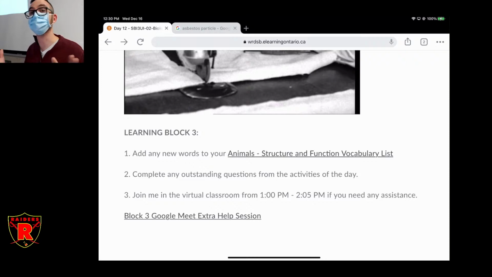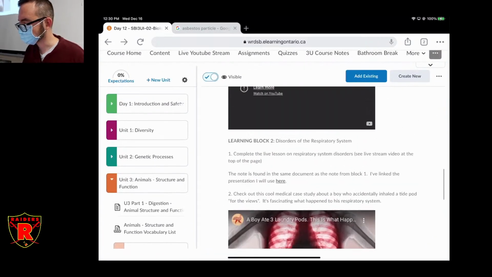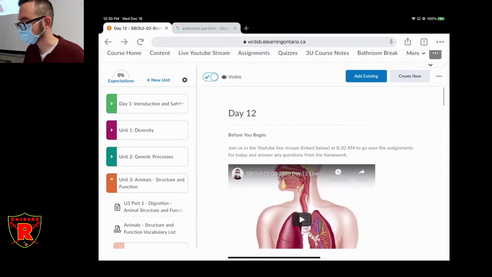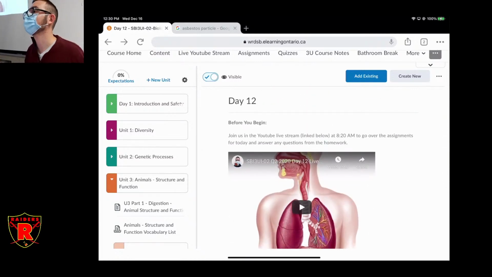So if you're interested, at some point, consider adding some stuff to your vocabulary list today during Learning Block 3. But I don't have anything more for you. If you're still working on the Meiosis Live project, try and get that in the next little bit if you can.